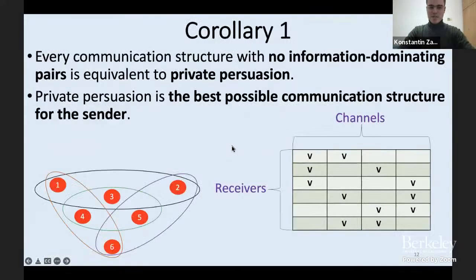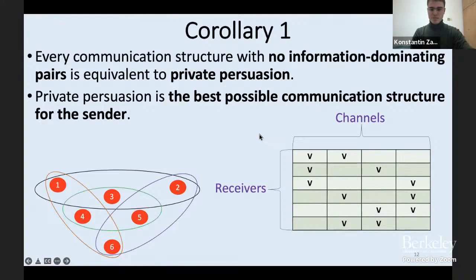One important special case is that in a communication structure without any information dominating pairs of receivers, such as this example in the slide with 6 receivers and 4 communication channels, the sender can implement private persuasion. And in particular, private persuasion is the best possible communication structure for the sender because it's the most flexible.